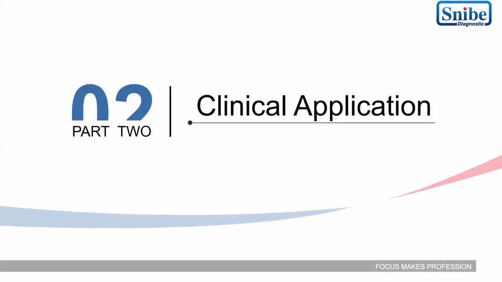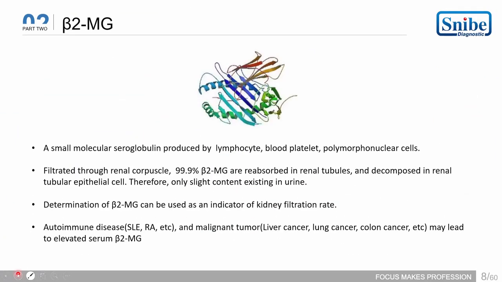So if we talk about the clinical application, we have beta 2 microglobulin from the immunoassay platform. So this is basically a serum globulin which is produced by the lymphocytes, blood platelets, and polymorphonuclear cells as a small molecule, and it's filtered through the renal corpuscles. That's why 99.9% of beta 2 microglobulin is reabsorbed in renal tubules and decomposed in the renal tubular epithelial cells. Therefore, only a slight content exists in the urine. So the determination of beta 2 microglobulin can be used as an indicator of kidney filtration rate.